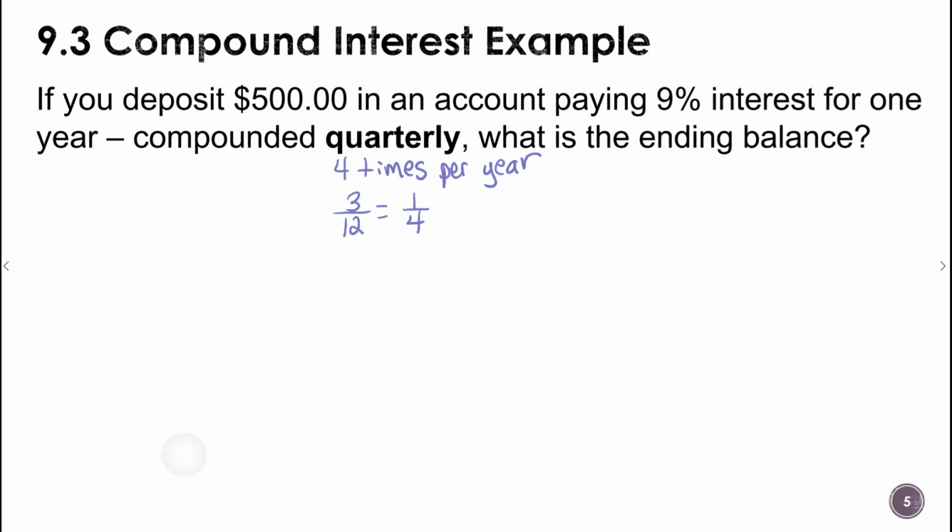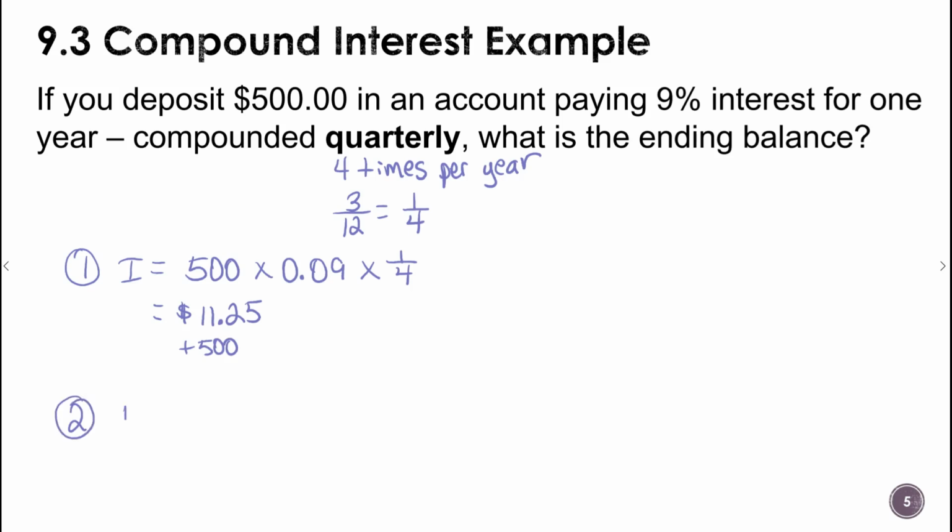But our first calculation then will be our interest is $500 times 0.09 times 1/4, because that's our portion of the year. We're just calculating 1 quarter at a time, so every 3 months we earn interest. So our first interest is $11.25, and then we're going to add that to the 500 for the next calculation.